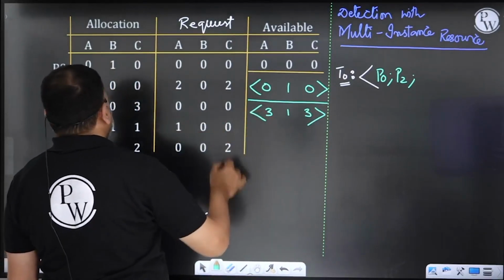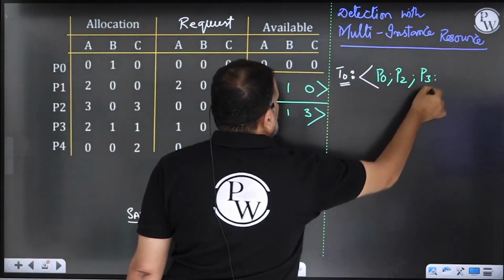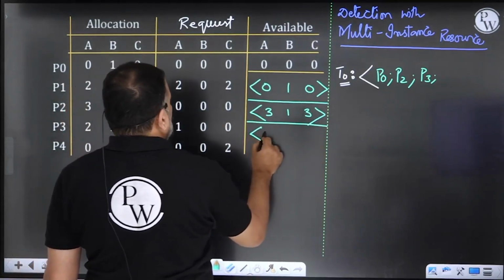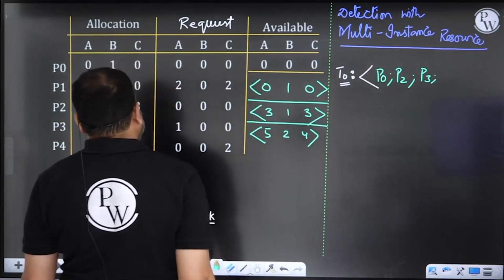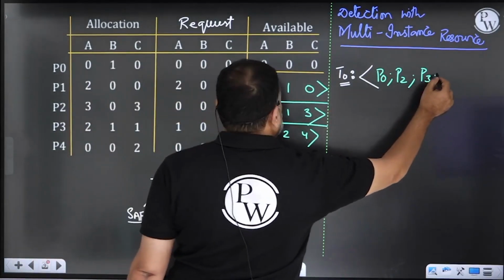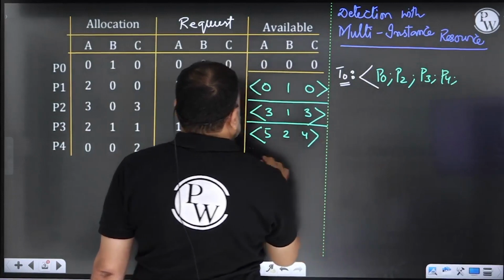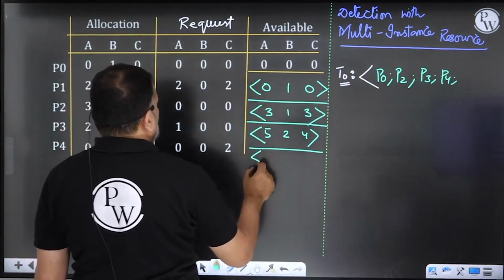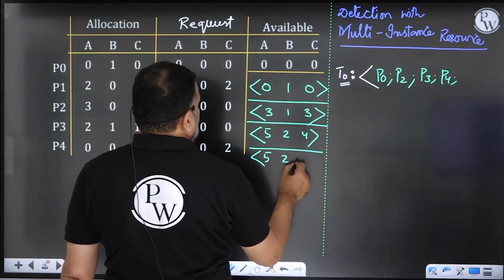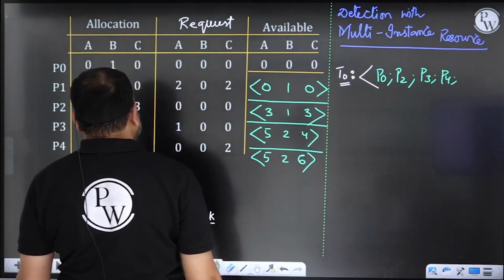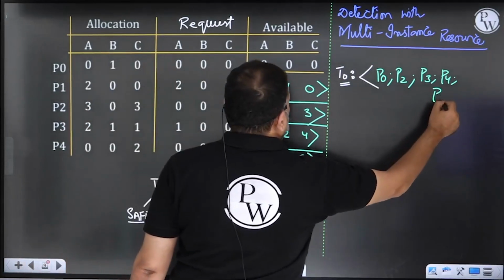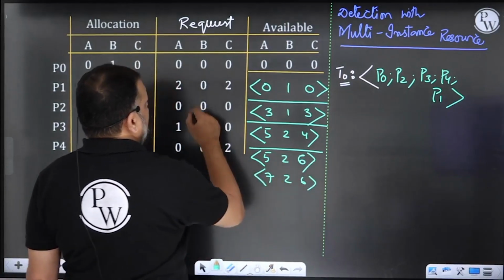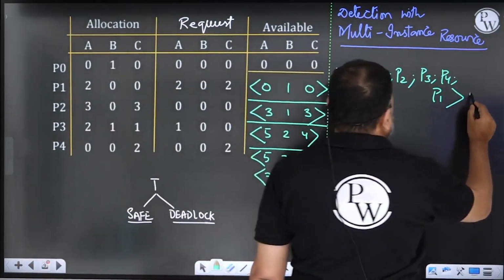Now with that I can next take up P3. So my new available will become, adding P3's 211, 524. And with that next I will take up P4. It will become P4, allocation 002 is added to this, 526. And then finally I can take up P1. P1's 200 added gives 726. I get my total copies back. So the system is safe, means no deadlock.